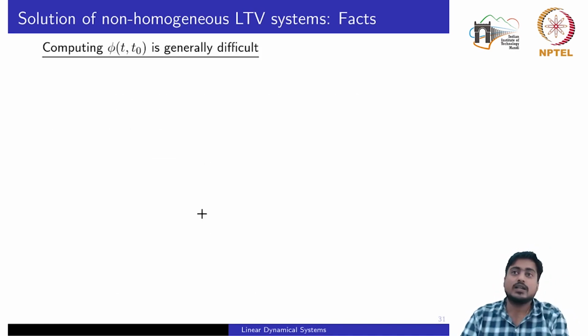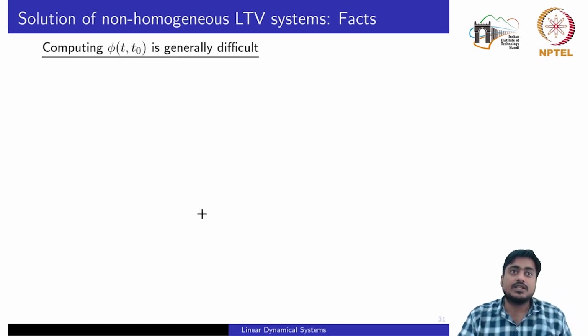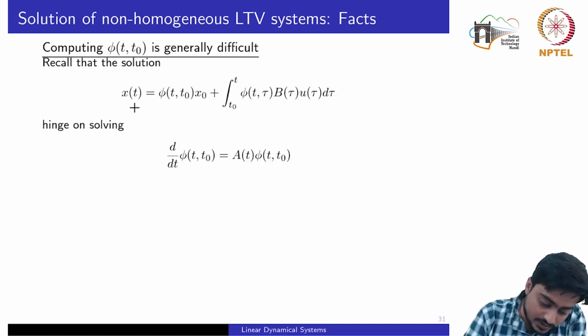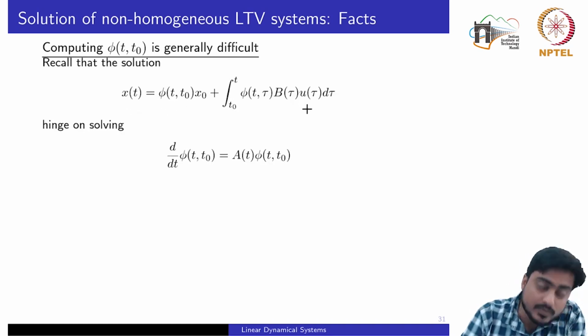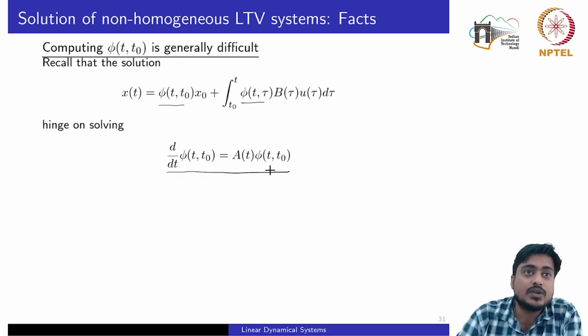The second one is now the computation of the state transition matrix. In general, the computation of the state transition matrix is quite difficult. Let's see why. First of all, recall that the solution of the state space system is given by this expression, where we need to compute this state transition matrix.